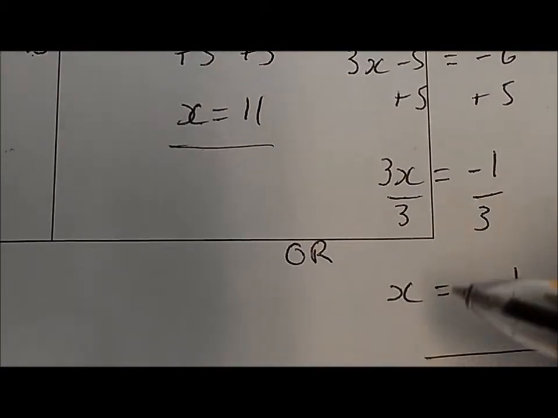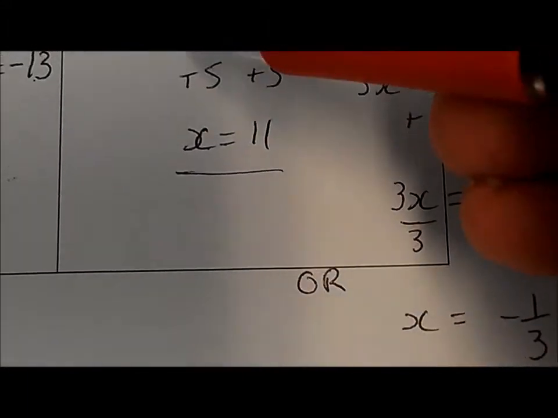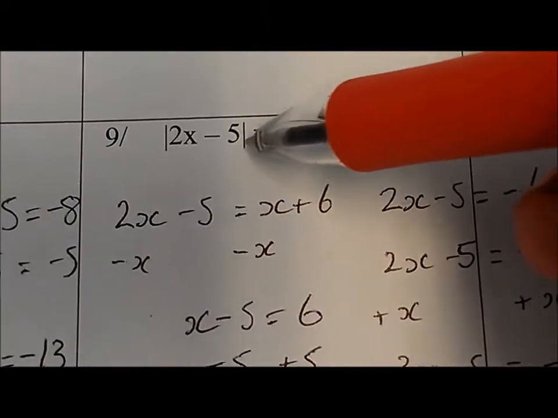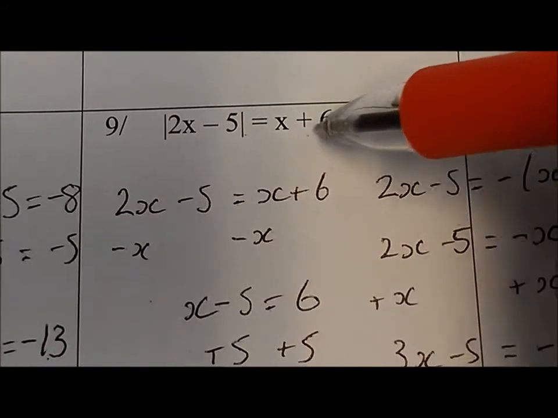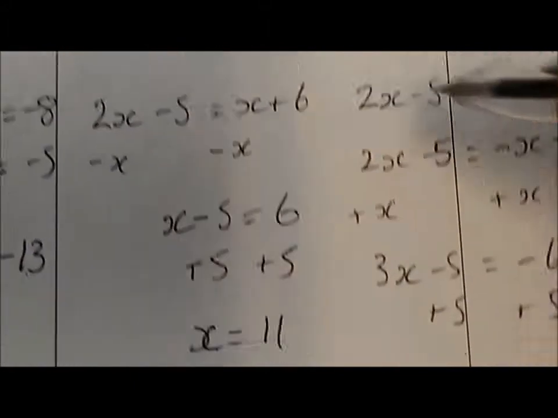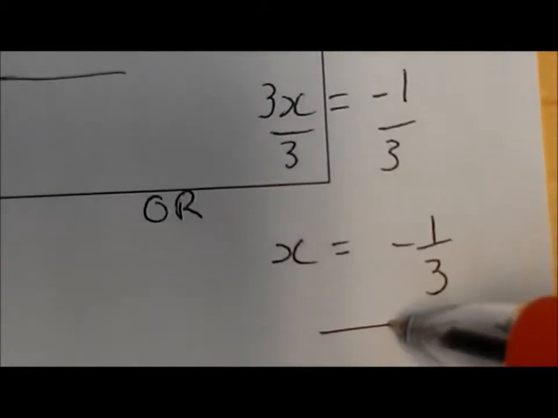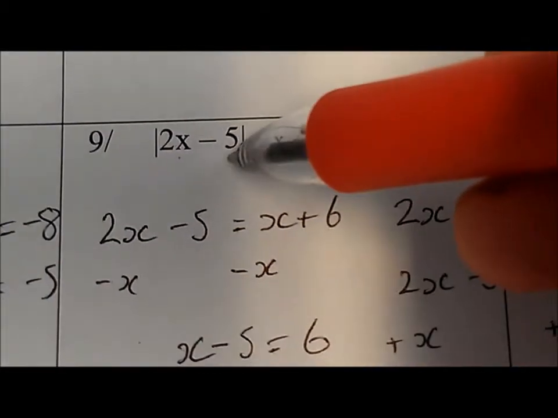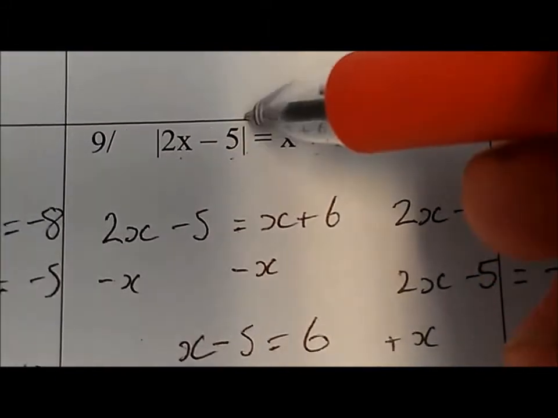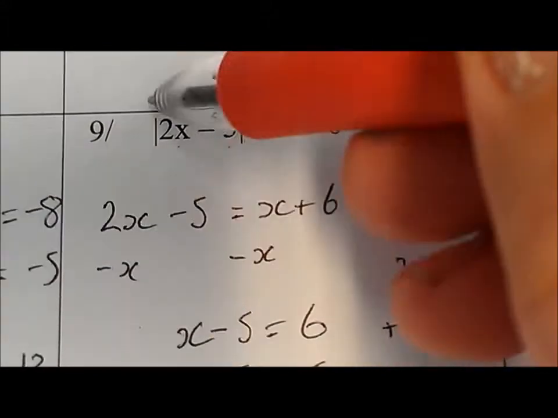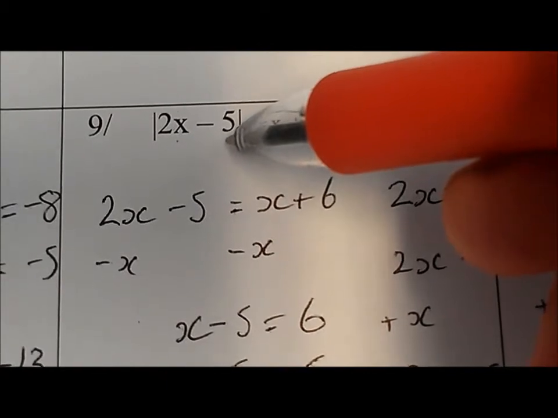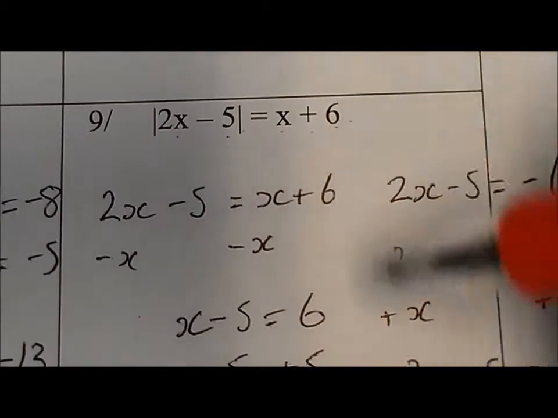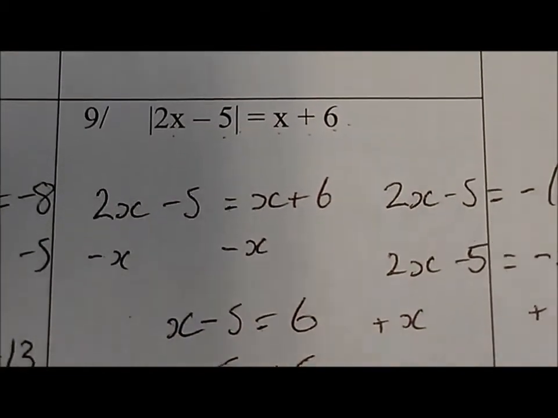Now once again I'll just check my solution, so I'll substitute 11 back up into here. 2 lots of 11 is 22, take away 5 is 17, and 11 plus 6 is 17, so that works. Taking negative 1/3, substituting up here, negative 2/3 take away 5 is negative 5 and 2/3, the absolute value of which is going to give me 5 and 2/3. Negative 1/3 plus 6 is 5 and 2/3. So again, both solutions work.